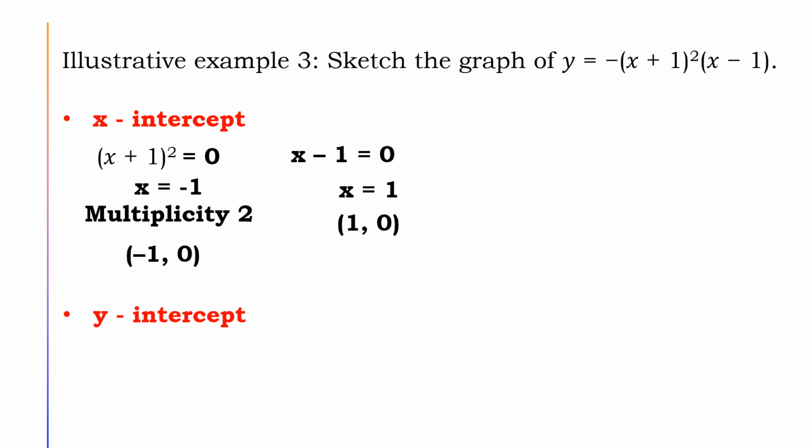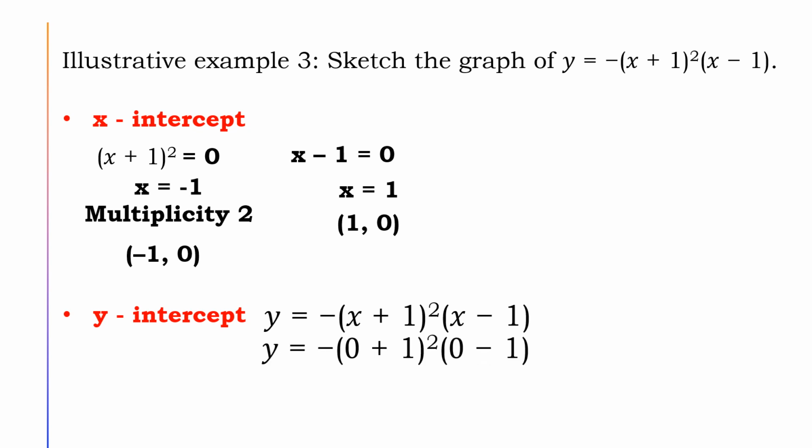So to solve for the y-intercept, substitute 0. So we have y equals negative times square of the quantity 0 plus 1 times 0 minus 1. Y equals negative 1 squared times negative 1. And the answer is y equals positive 1, or simply we have the y-intercept 0, 1.